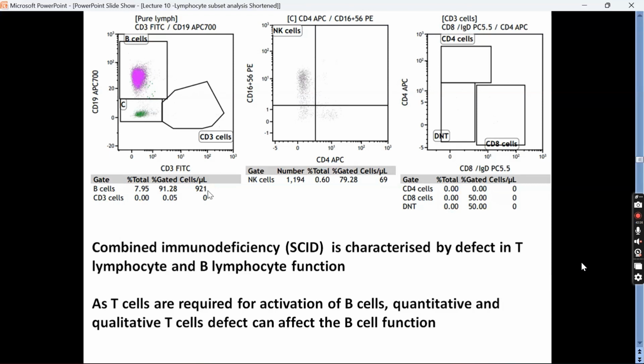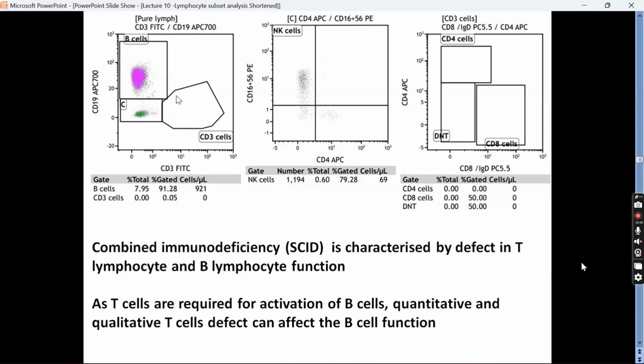My question is, in this case, I am finding B cells of normal numbers, 921 cells per microliter. And I'm not finding only the T cells, but still, why should I call this combined? I can call it T cell deficiency. If B and T both are absent, then I can use the term combined immunodeficiency. But now only T is absent, then why am I using the word combined immunodeficiency?